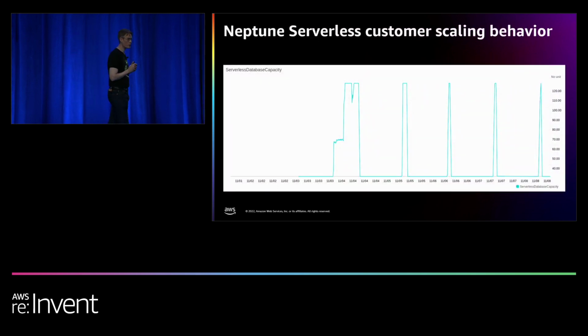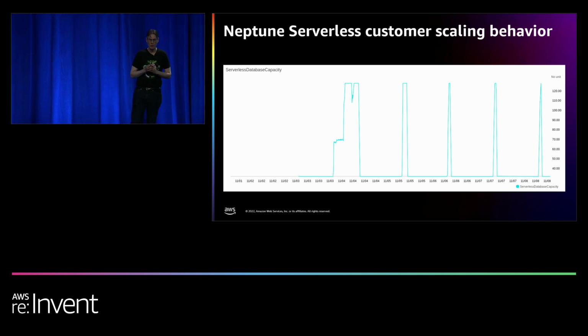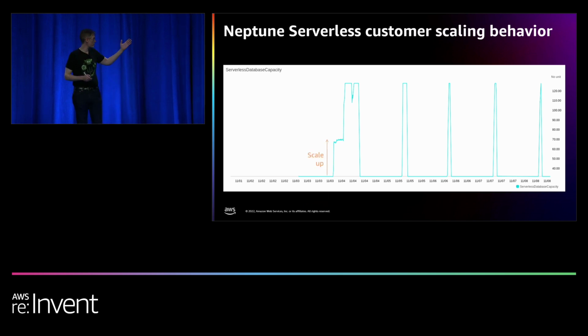I want to show you an actual customer example. This is a customer cluster in Europe that was created just a few days after we launched the GA. The blue line, the data series, represents the NCU capacity units that the customer is consuming. And as you go through, you can see that we have a scale-up event. It scales partially up. Then you can see that we scale all the way to the max NCUs. We scale down again. It scales back up and scales all the way down.